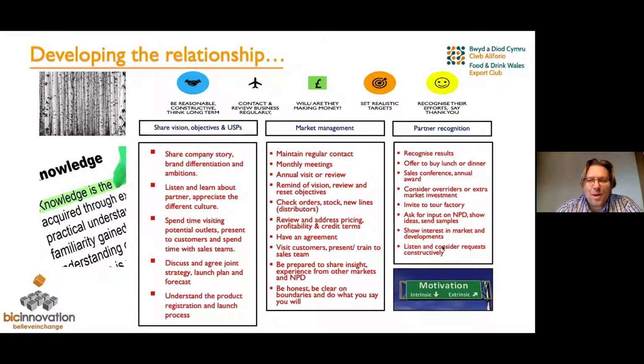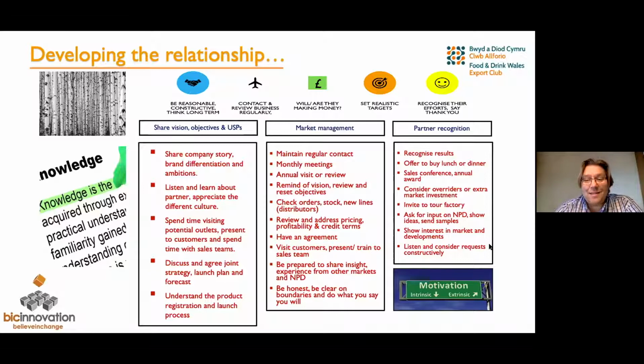The key thing I think people do like is they like to come and see you. Invite them to the factory. Get them to give you input as well in terms of new product development ideas. Sometimes you can generate new ideas in markets that you hadn't thought of before. So it's good to have them in there.